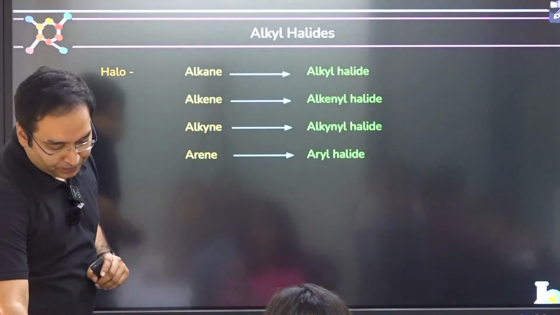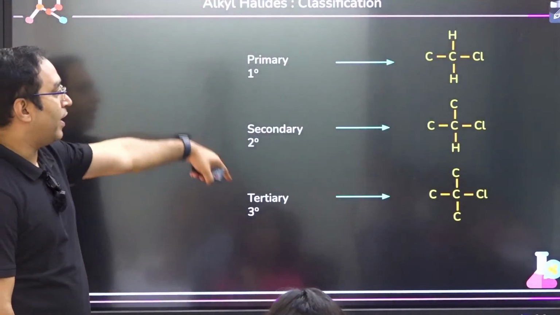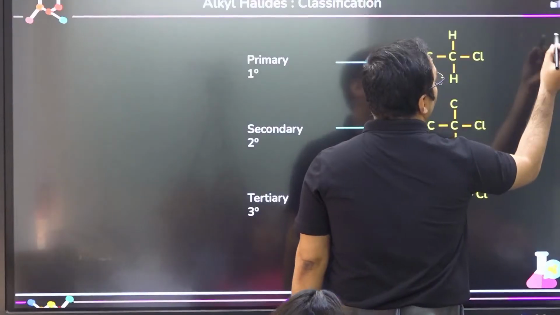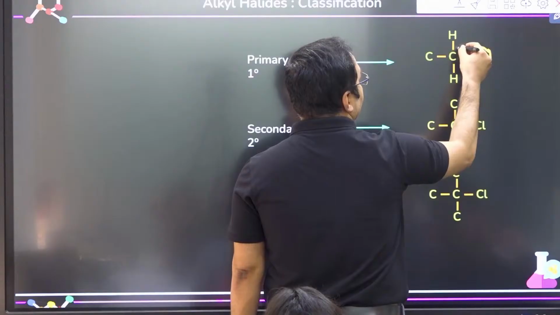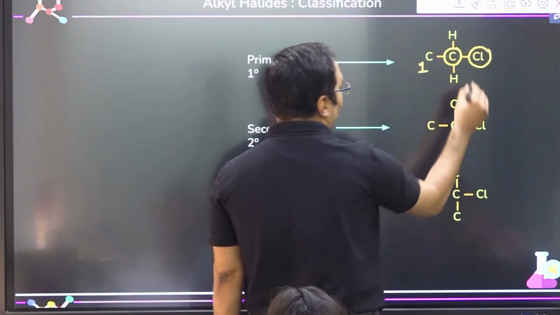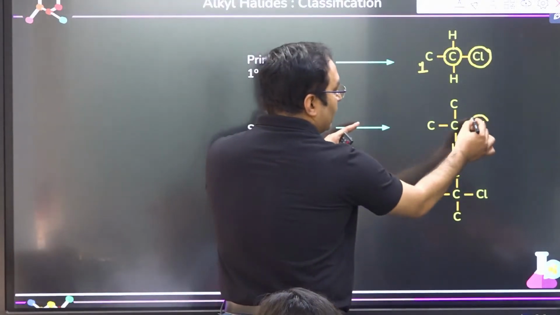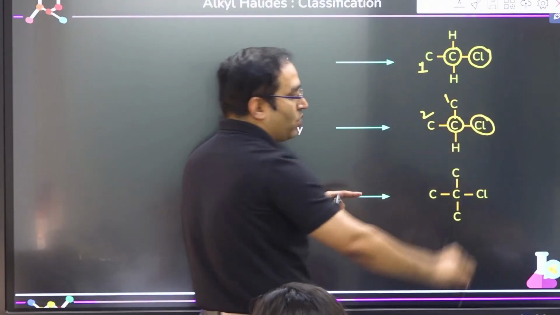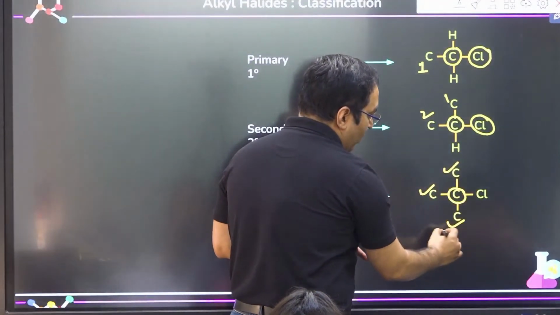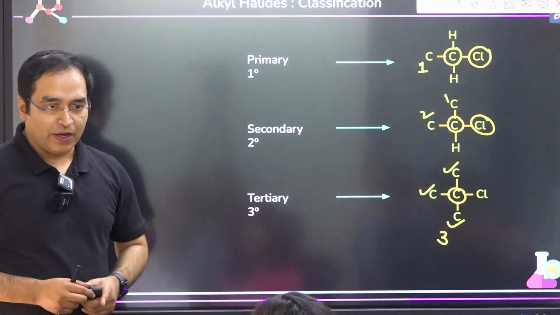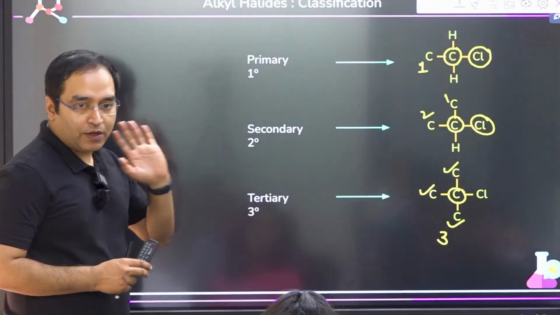Moving ahead. Now classification part is done. Primary, secondary, tertiary is also clear, I guess. So primary, secondary, tertiary means if you see this structure, look at this Cl. Cl is connected to a carbon which is connected with just one carbon. Cl is connected to a carbon which is connected with 2 carbons, and Cl is connected to a carbon which is connected with 1, 2 and 3 carbons. Please note down this. Any difficulty in this part? Primary, secondary and tertiary. 1 degree, 2 degree and 3 degree.